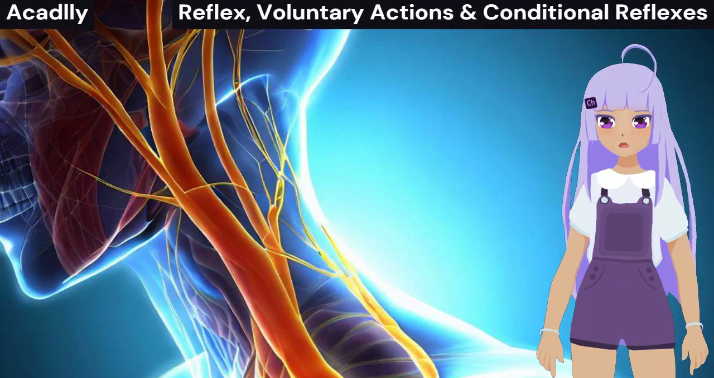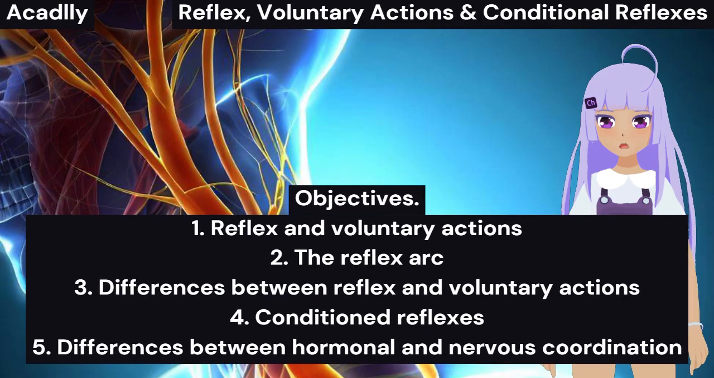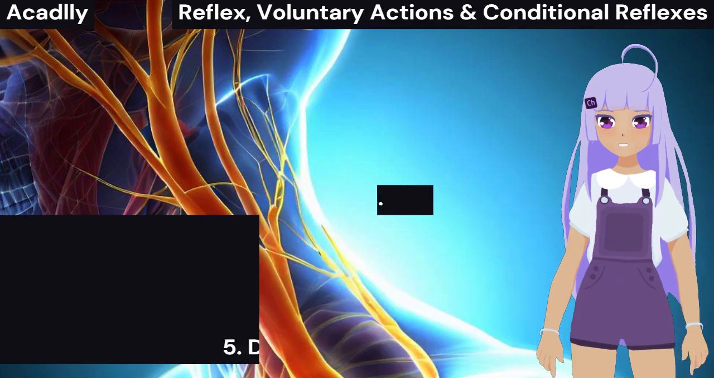Reflex, voluntary actions and conditional reflexes. At the end of this lesson, you should be able to explain the following. 1. Reflex and voluntary actions. 2. The reflex arc. 3. Differences between reflex and voluntary actions. 4. Conditioned reflexes. 5. Differences between hormonal and nervous coordination.